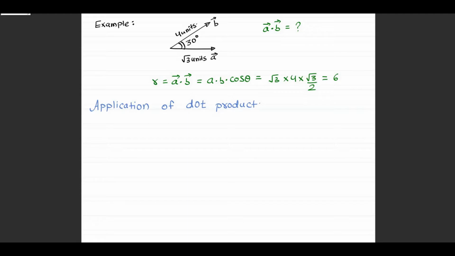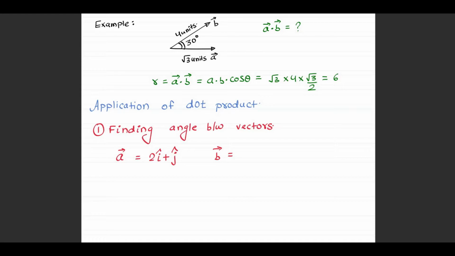Let's now discuss application of dot product. The first application is finding the angle between vectors. Say I have a vector like this. I want to find out the angle between A and B.